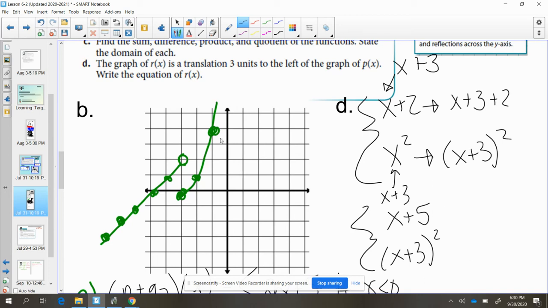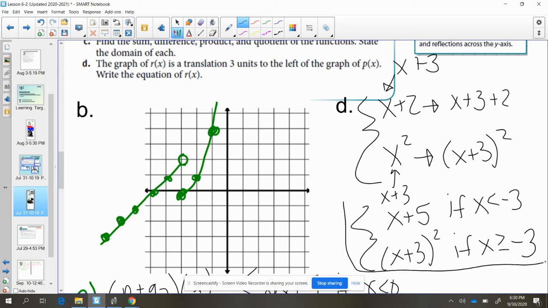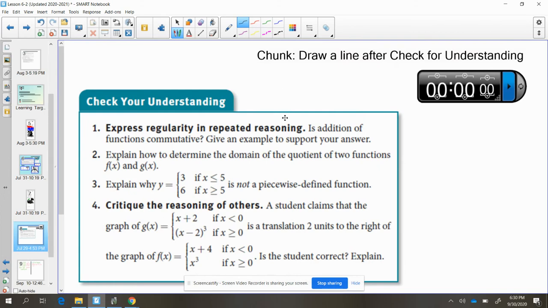And notice our point of turnover is no longer at 0. It's over at negative 3. So now that's going to be if x is less than negative 3 and if x is greater than or equal to negative 3. So this ends up becoming our translated function, the graph. Okay, so we really have to be careful to make sure we change this domain when needed.